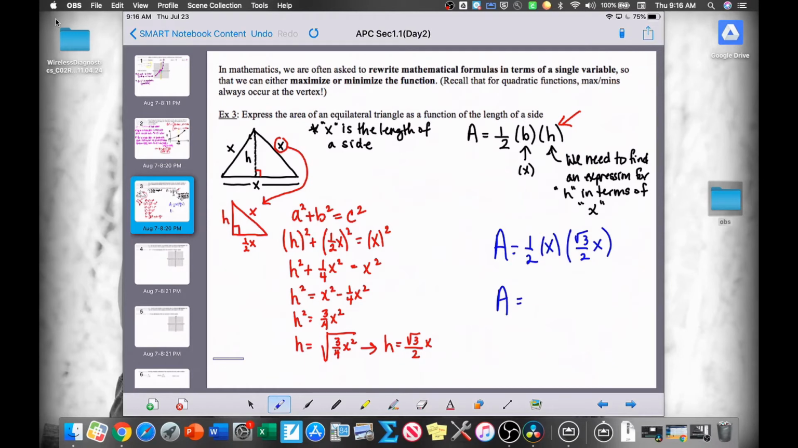So area will be equal to, and again, if we just think of this as being all fractions and we multiply straight across the top, straight across the bottom, 1 times x times square root of 3 times x is just going to give me square root of 3 x squared. And then on the bottom, 2 times 1 times 2 times 1 is going to give me 4. So my area equation is going to be the square root of 3 x squared divided by 4.